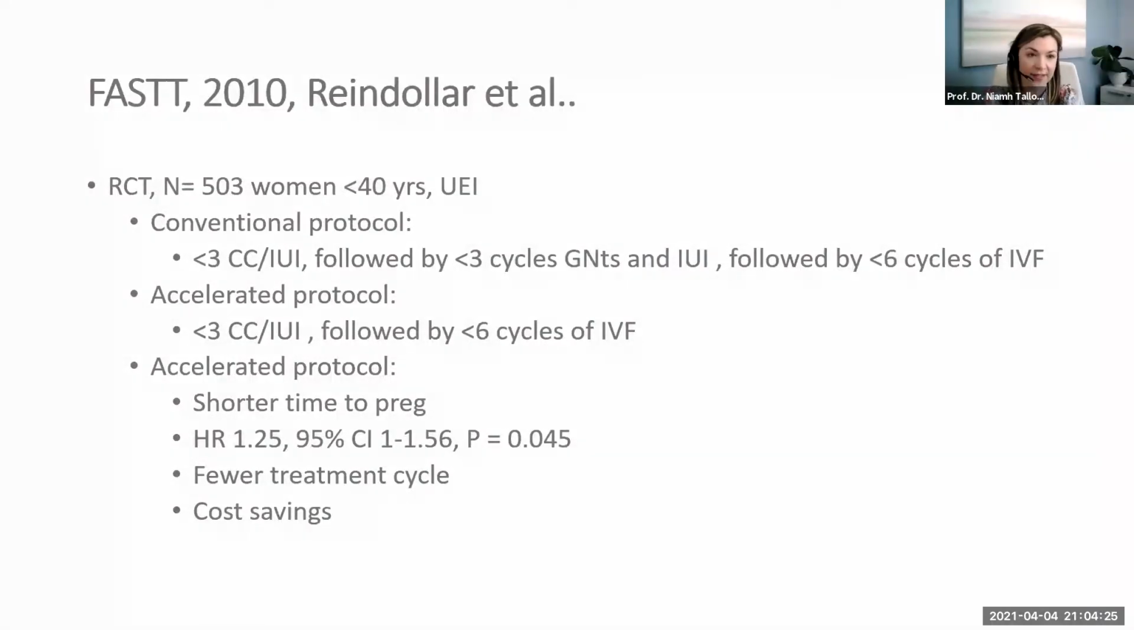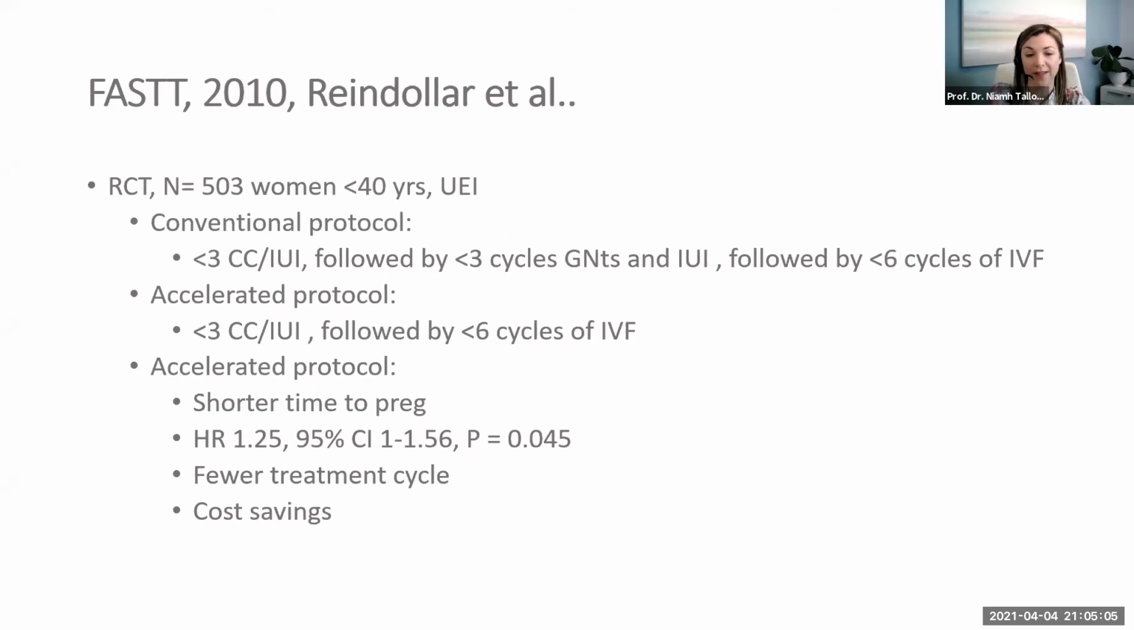And then the FASTER study from 2010 is a really great study because it looked at what you should do practically with patients who are under 40 with unexplained infertility, and what kind of process algorithm they should go through. They had a conventional protocol and an accelerated protocol. In the conventional, they got Clomid and IUI for 3 months. And if they weren't pregnant, they were offered gonadotropins and IUI for 3 months. And if not pregnant, went on to do IVF. And in the accelerated protocol, they just dropped the gonadotropin step and went straight to IVF. And what they showed with that is there's a shorter time to pregnancy. You got pregnant quicker if you went on to just do IVF.